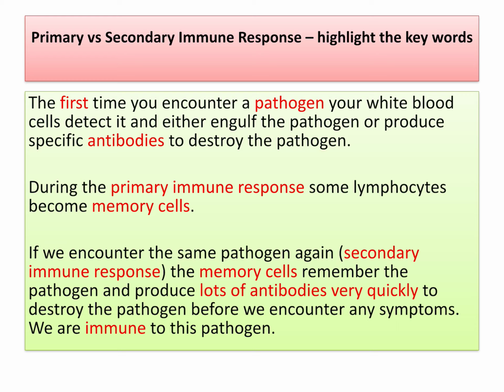So we're going to look at the primary and secondary immune response. Don't get this confused with your first and second line defence. This is different. The primary response is when you first get infected with a pathogen. The secondary immune response is if you get infected later on, again, with the same pathogen, with the same antigens on its surface.